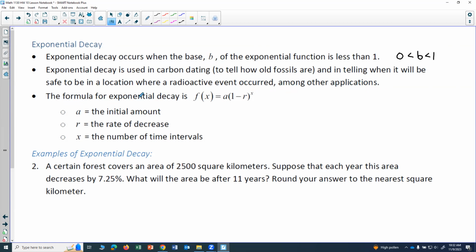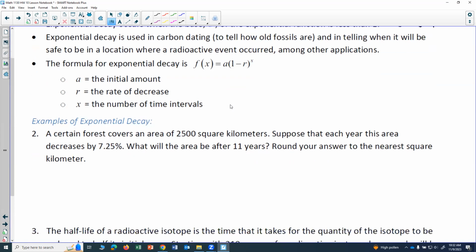The formula for exponential decay is f of x equals a times parentheses 1 minus r, close the parentheses, to the x power. So the only way it differs from exponential growth is you're subtracting the rate from 1 instead of adding the rate to 1. Let's look at some examples.